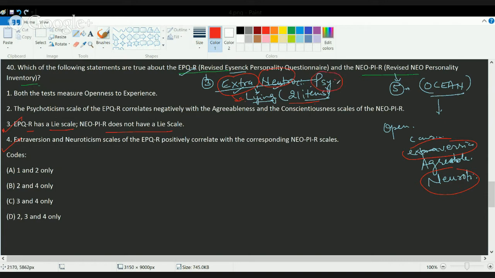Psychoticism here is negatively correlated to agreeableness and openness. Okay, so there is negative correlation between psychoticism and openness and agreeableness here, and conscientiousness. Various studies have shown that high scores of tough-minded people in psychoticism correlate with a tender score on agreeableness. So that shows clearly that there is a negative correlation among both the phenomena. And finally, the first statement, which says both the tests measure openness to experience, is incorrect because openness to experience is measured only in the NEO-PIR scale. Okay, so you have 2, 3, and 4 as the correct option. So the answer is D.